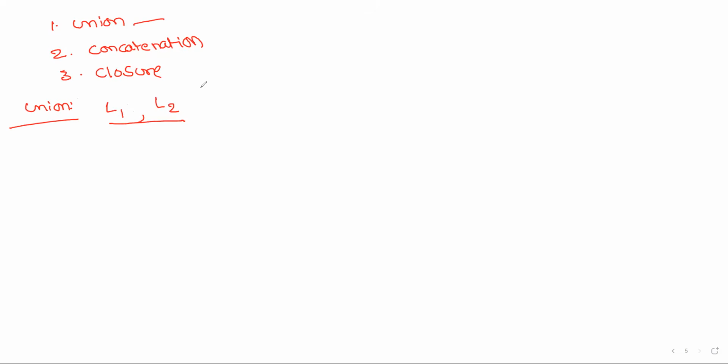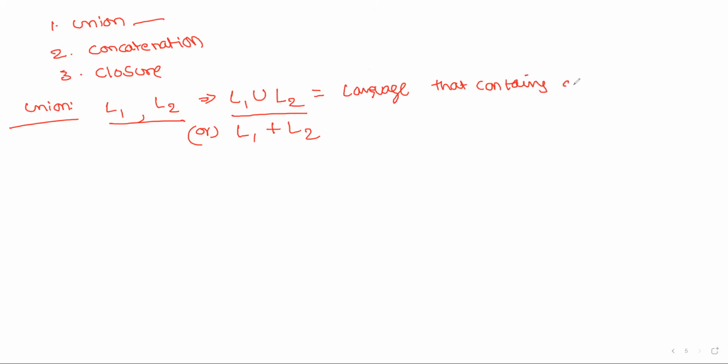The union between two languages is represented as L1 union L2, or another notation is L1 plus L2. You can use any notation, either L1 union L2 or L1 plus L2. Now, what is the meaning of this? The union of two languages is a language that contains all the strings. This is very important. Union contains all the strings from both L1 and L2.